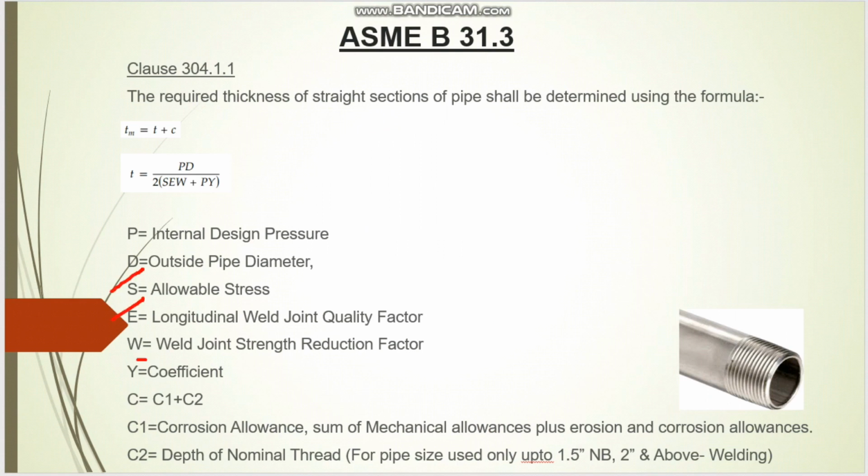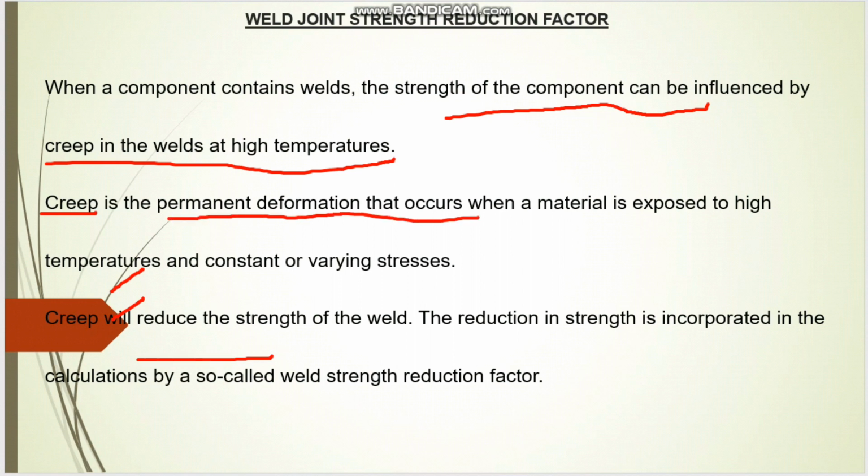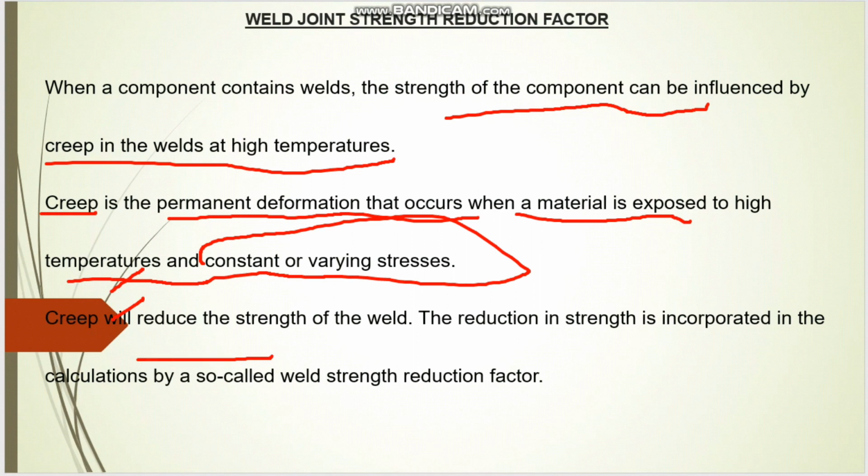Now we need to see what the weld joint strength reduction factor is. When a component contains a weld, the strength of the component can be influenced by creep in the welds at a higher temperature. Creep means there is a chance that permanent deformation will occur when a material is exposed to high temperature and constant or varying stresses. In the piping system, normally there will be different stresses and different temperatures, higher and lower, for example if it is exposed to the sun.